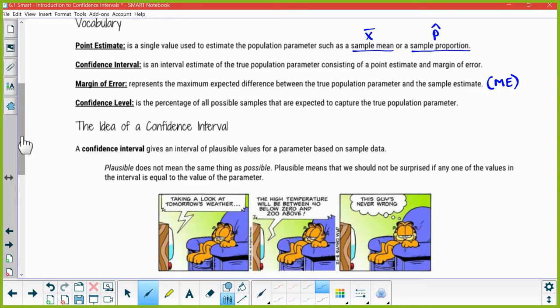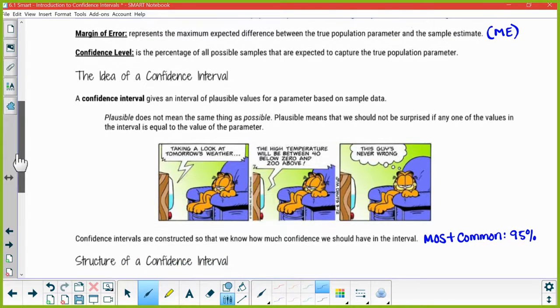The confidence interval gives an interval of plausible values for a parameter based on sample data. That's a big difference between our confidence intervals and our significance tests. Confidence intervals are built around sample data. And plausible does not mean the same thing as possible. Plausible just means we wouldn't be surprised if the true population parameter was one of these values in this interval. Possible, yes, anything could happen, really.